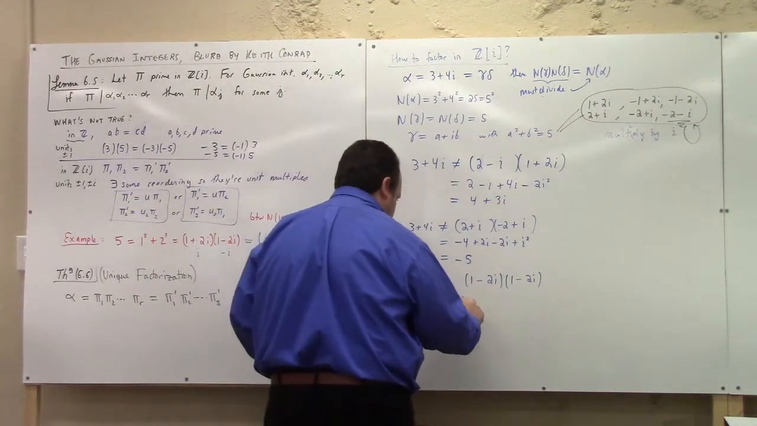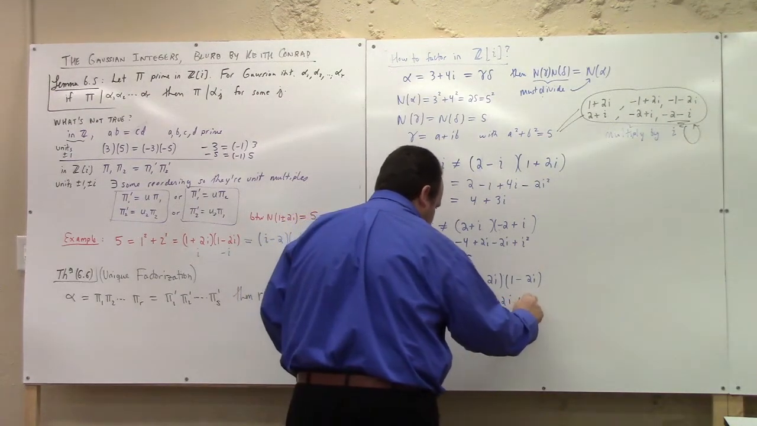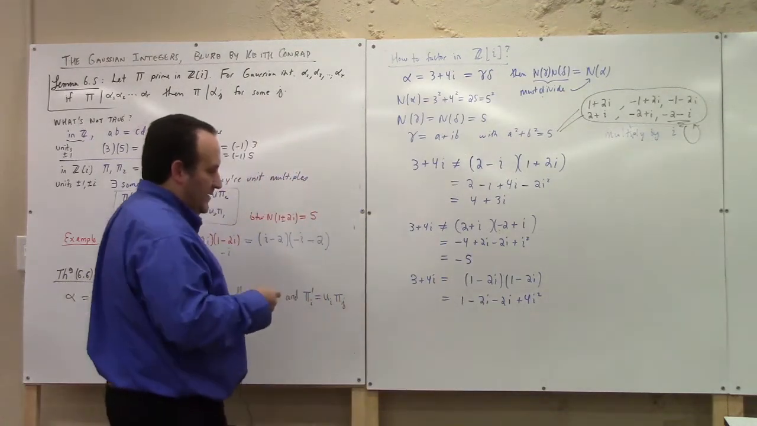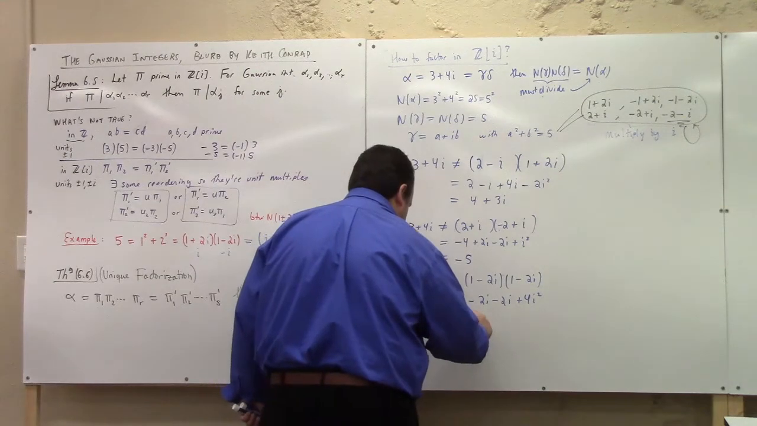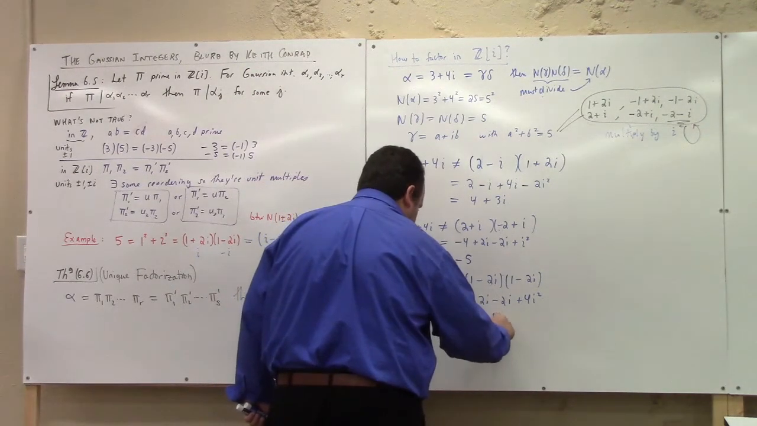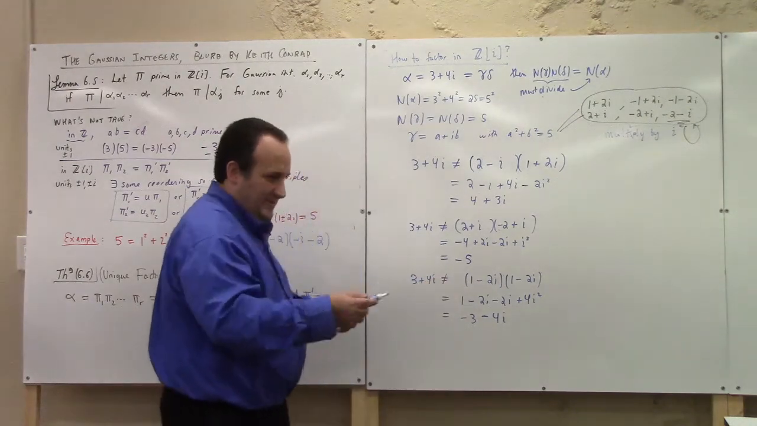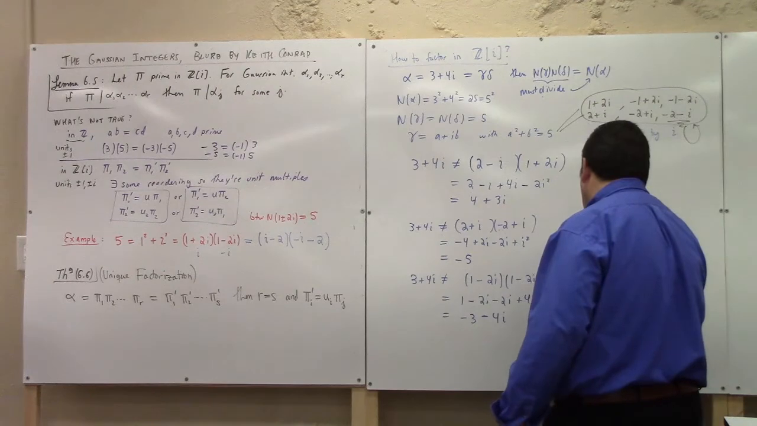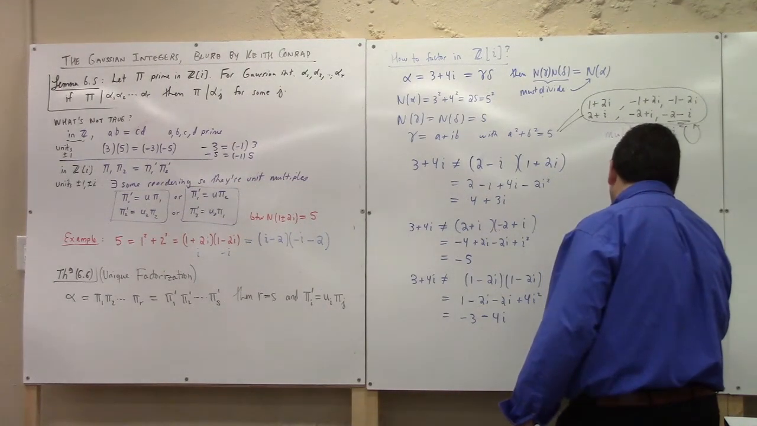So that gives me 1 minus 2i plus 4i squared, which gives me minus 3 minus 4i, right? Well, now, yeah, that's not equal either, but we see what to do. It's easy to fix, right? So 3 plus 4i is equal to minus times 1 minus 2i squared.